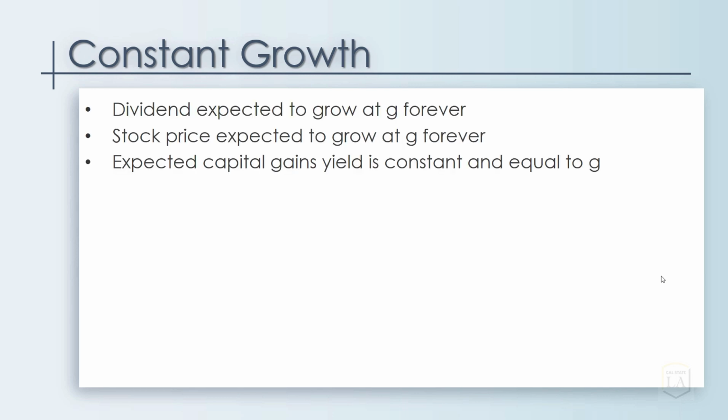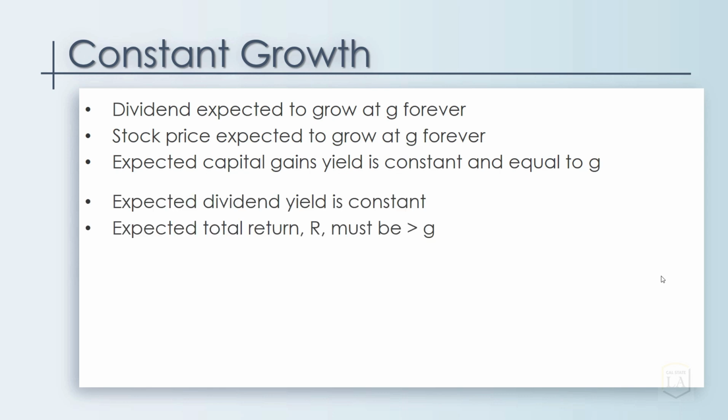So let's summarize everything that we discussed regarding the constant growth model. So first, the dividend is expected to grow at a constant rate of G forever. And what that means is stock price growth is going to be the same as the dividend growth rate, meaning that it will grow at G forever as well. And another name for it would be the capital gains yield. So expected capital gains yield would be constant and will be equal to the growth rate.